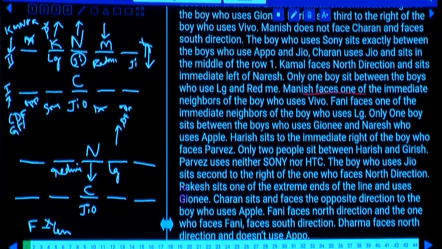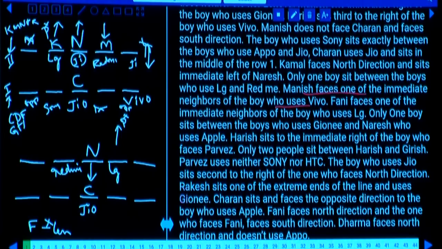Manish faces one of the immediate neighbors of the boy who uses Vivo. Now Manish is here and the person who uses Vivo will be here. If Vivo is here, there is one more piece of information regarding this Vivo and Hari.